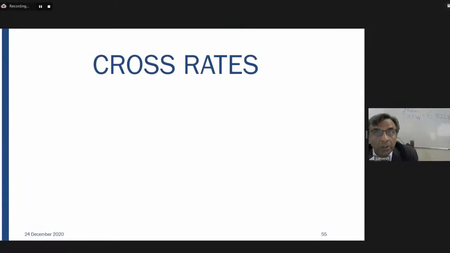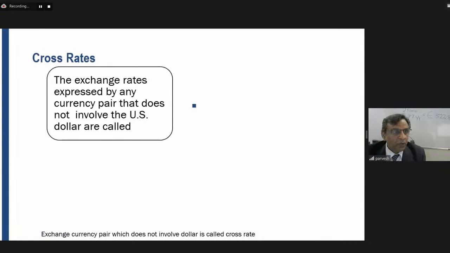One of the very, very important concepts which we'll be learning today. Now, here we will use the knowledge of the American quotes and European quotes, which we learned in the morning. So I'll explain a little bit again about the European and American quotes, just to refresh your minds. But we'll do it while we learn what are cross rates. Okay. So exchange rates expressed by any currency pair that does not involve US dollar are called cross rates.